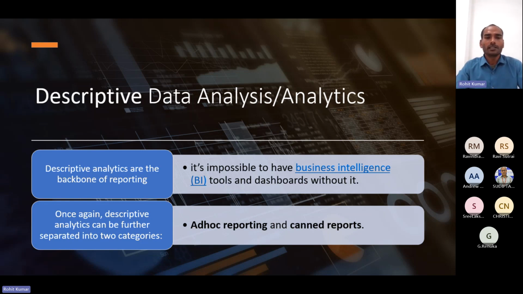Now, ad hoc reporting means we are trying to describe something. We are trying to do the analysis on an ad hoc basis. Then it is ad hoc reporting. Canned reports are just the opposite of it, meaning when you have some sort of past data with you.